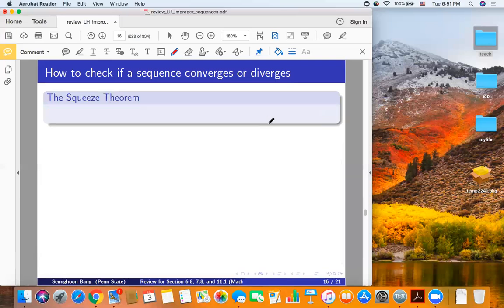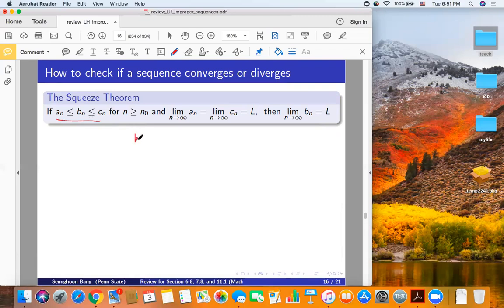Like limit laws. So do you know the squeeze theorem? So like this, b_n is between a_n and c_n. The limit of a_n and the limit of c_n are both equal to L. What happens in the middle one? It is also equal to L. This is true.